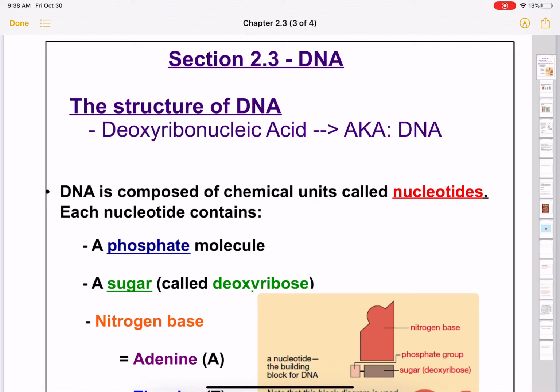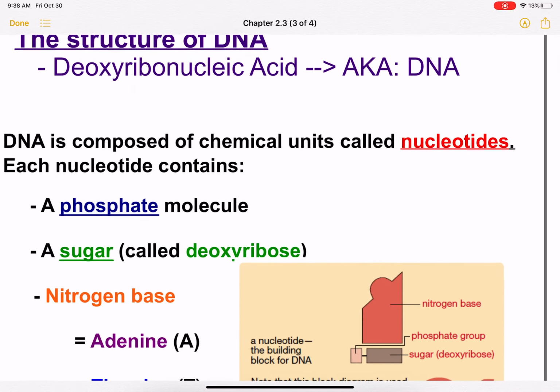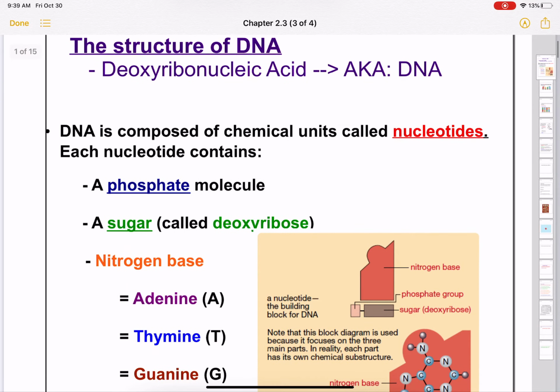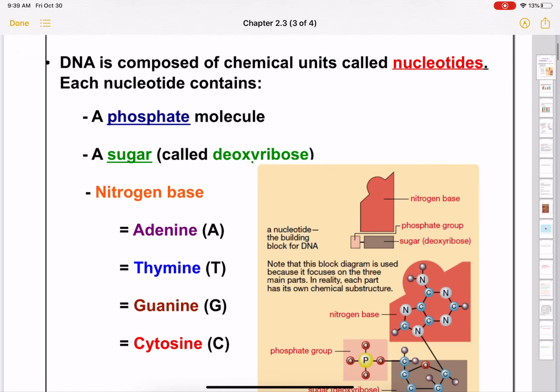So first of all, it says the structure of DNA, which is, DNA stands for deoxyribonucleic acid. That's why we say DNA, because that's a pretty big word to say. So we normally just say it's DNA. DNA is composed of chemical units called nucleotides, and each nucleotide contains a phosphate, a sugar, and a nitrogen base.